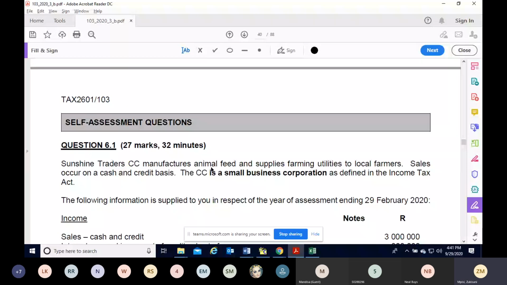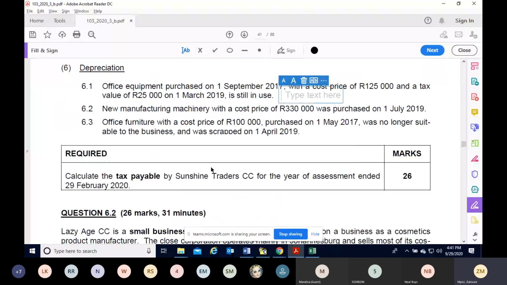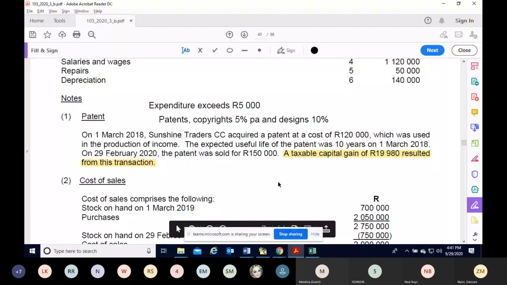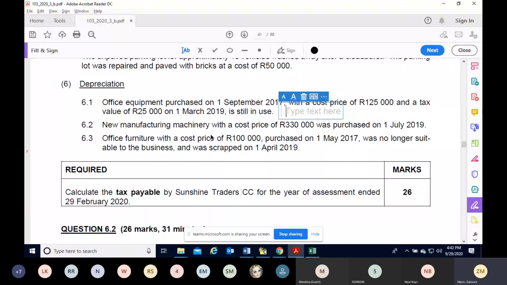Which section applies? So we are informed that this company is a small business corporation. So the section that applies on 6.1. What section? Isn't it 12? Is it 12C?